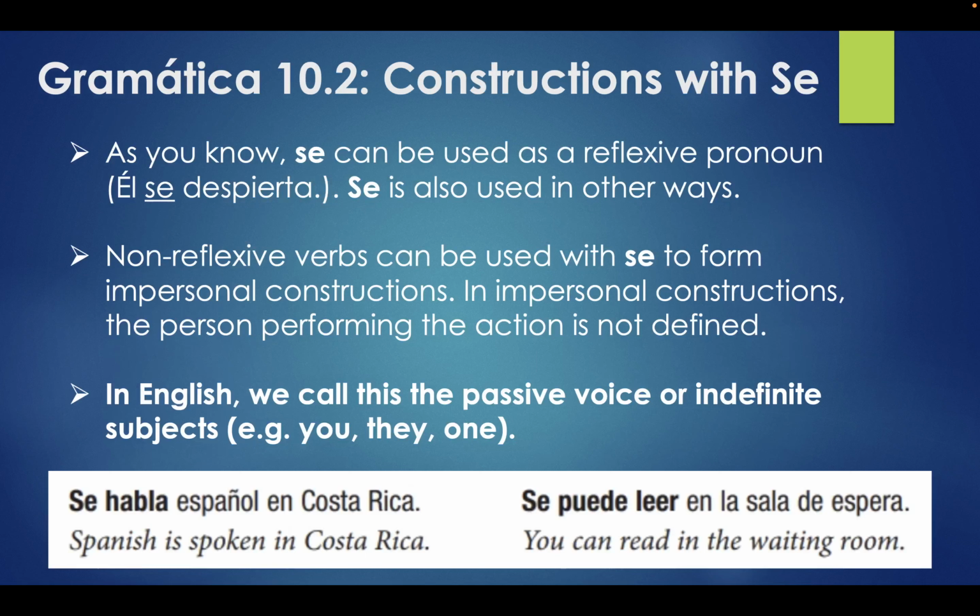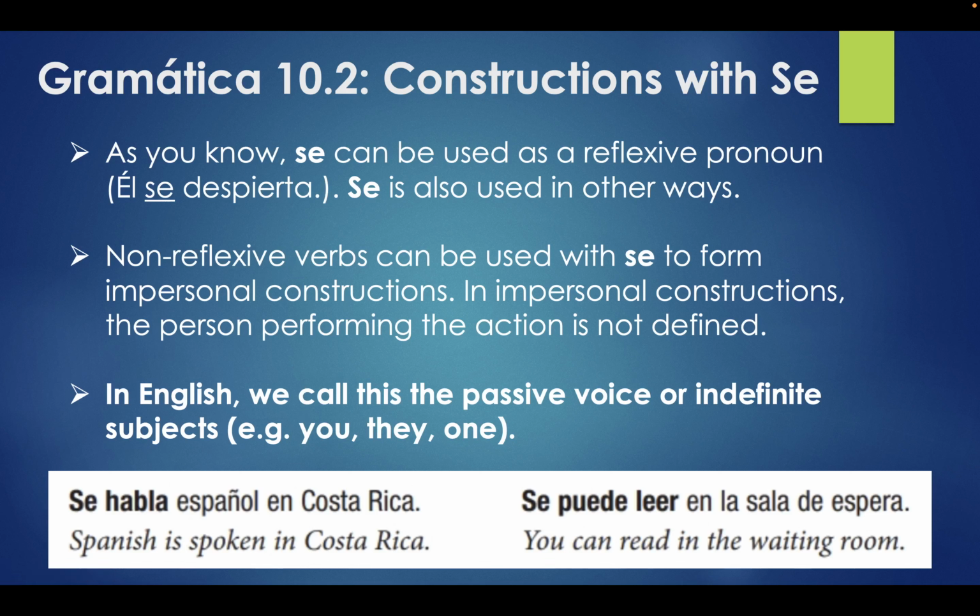All right, as we move into Gramática 10.2, we're talking about constructions with se. You already know a little bit about se constructions, actually, because you've been using the word se with reflexive pronouns, right? You took the se, you moved it to the front, and you said, él se despierta. He is waking up. We also use the se in some other ways, and I'll give you some examples. But the most common construction with se is usually what we call in English the passive voice. So, for example, se habla español in Costa Rica. Spanish is spoken in Costa Rica.